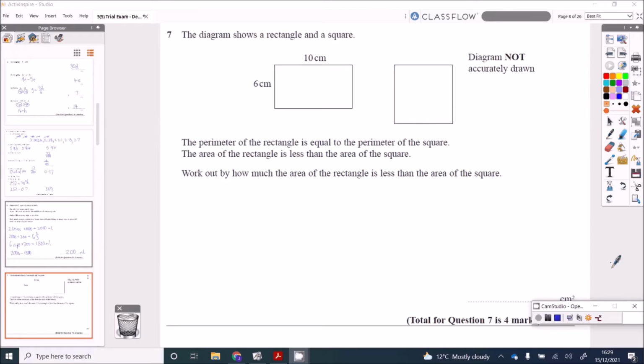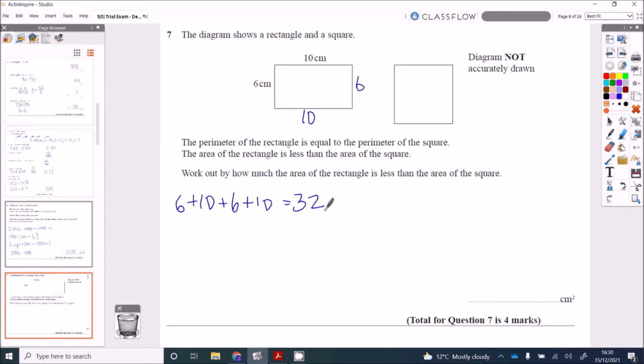Okay, question 7. Now we're told the perimeter of the rectangle is equal to the perimeter of the square. So that's the starting point. Perimeter is the length all the way around the shape. So with the rectangle, that's a 6 and that's a 10. So running all the way around the rectangle, we've obviously got a 6, add a 10, add a 6, add a 10, which is 32. So it's 32 centimetres all the way around the rectangle.